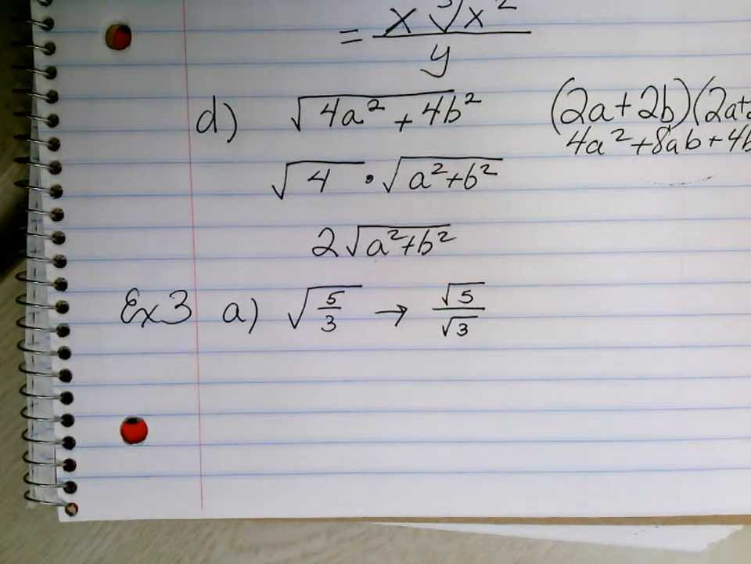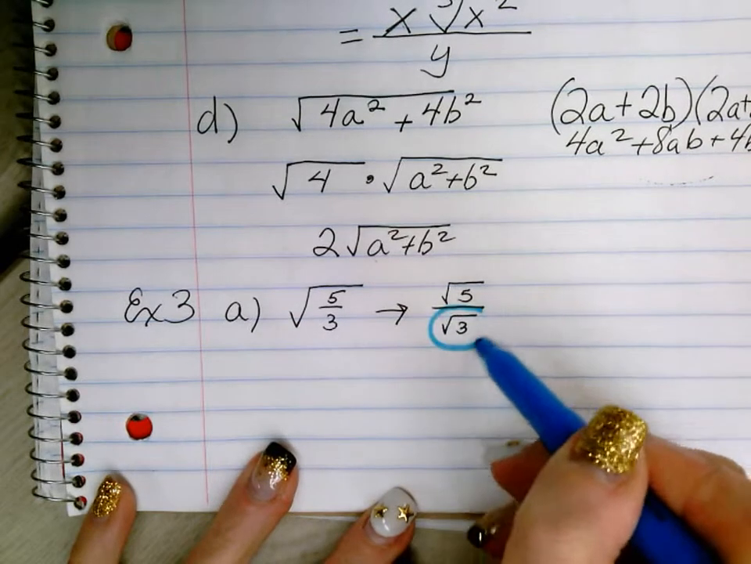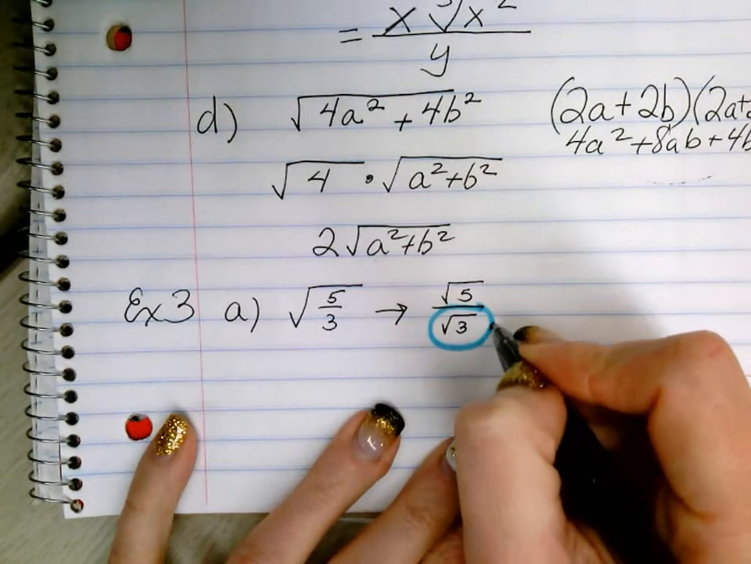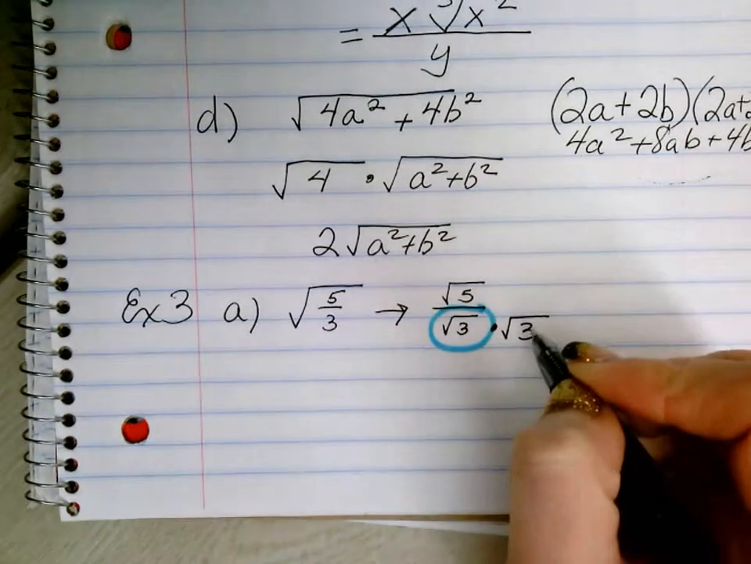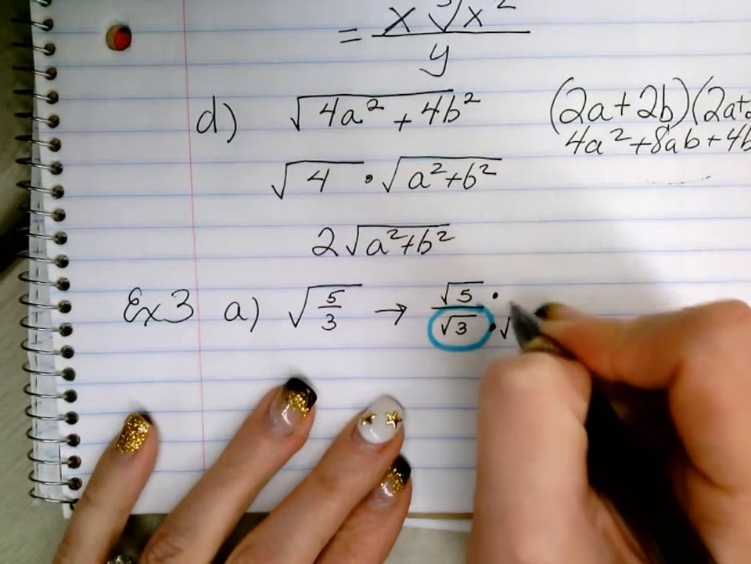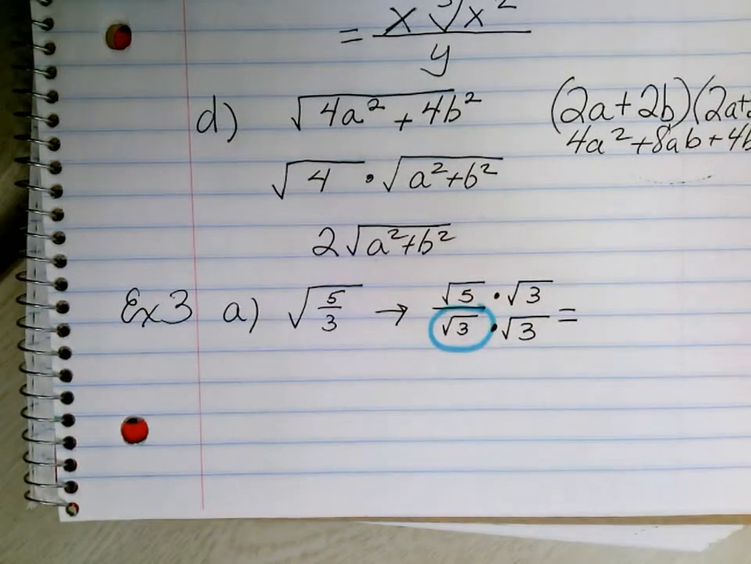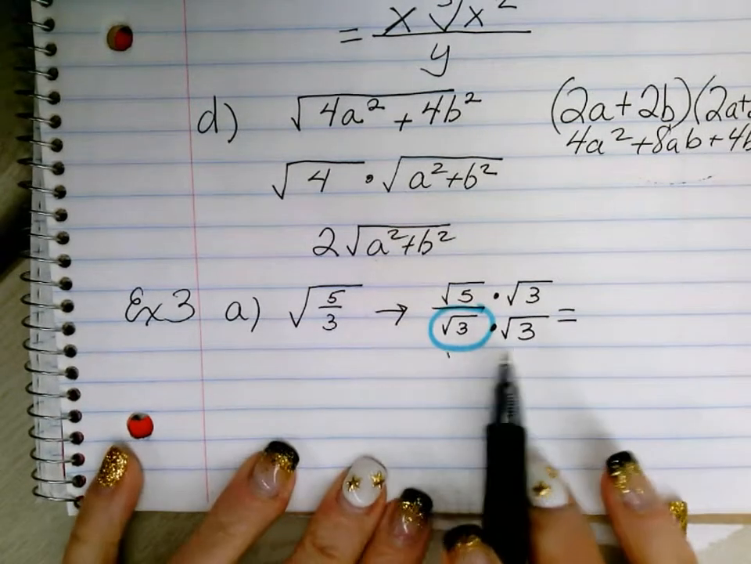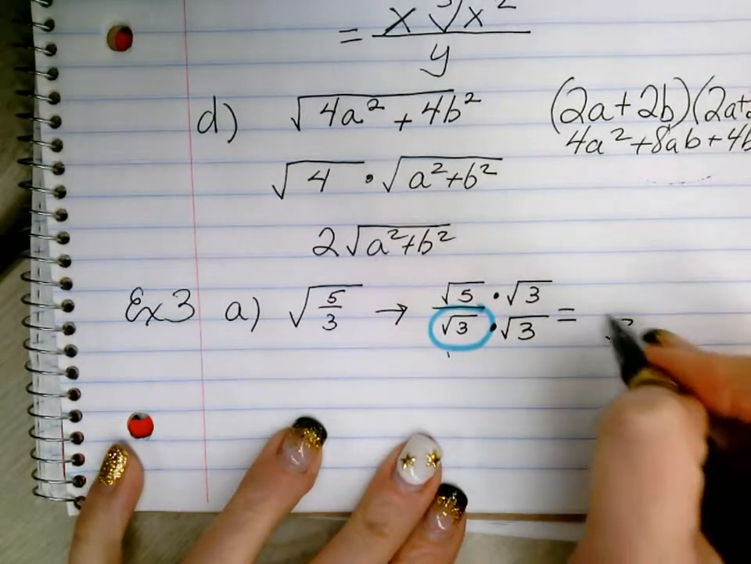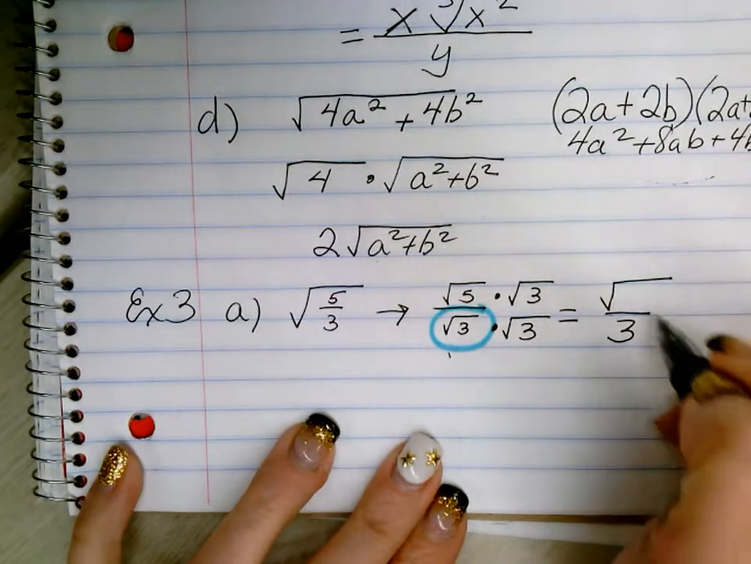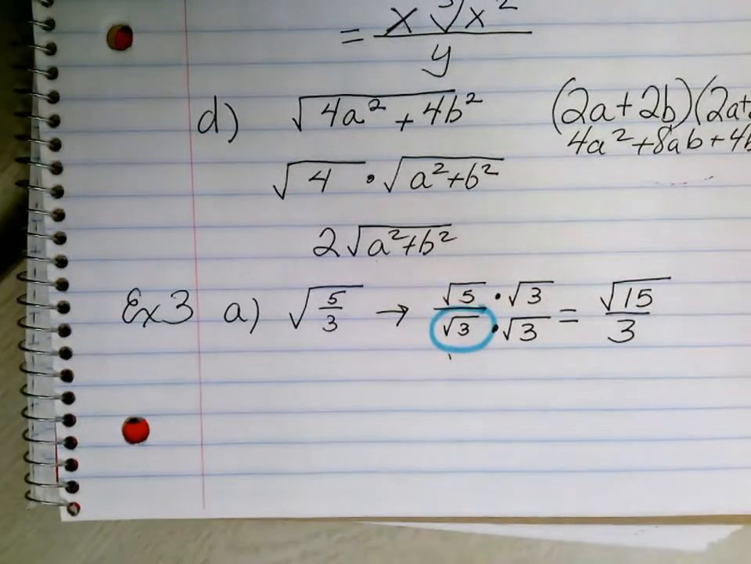The rationalizing the denominator thing in bold means you cannot have a radicand in the denominator. So to eliminate that, we multiply it by itself. And whatever we do below, we do above, just like renaming a fraction. The square root of something times the square root of something is whatever the something was, leaving without the radical sign, leaving me with that.